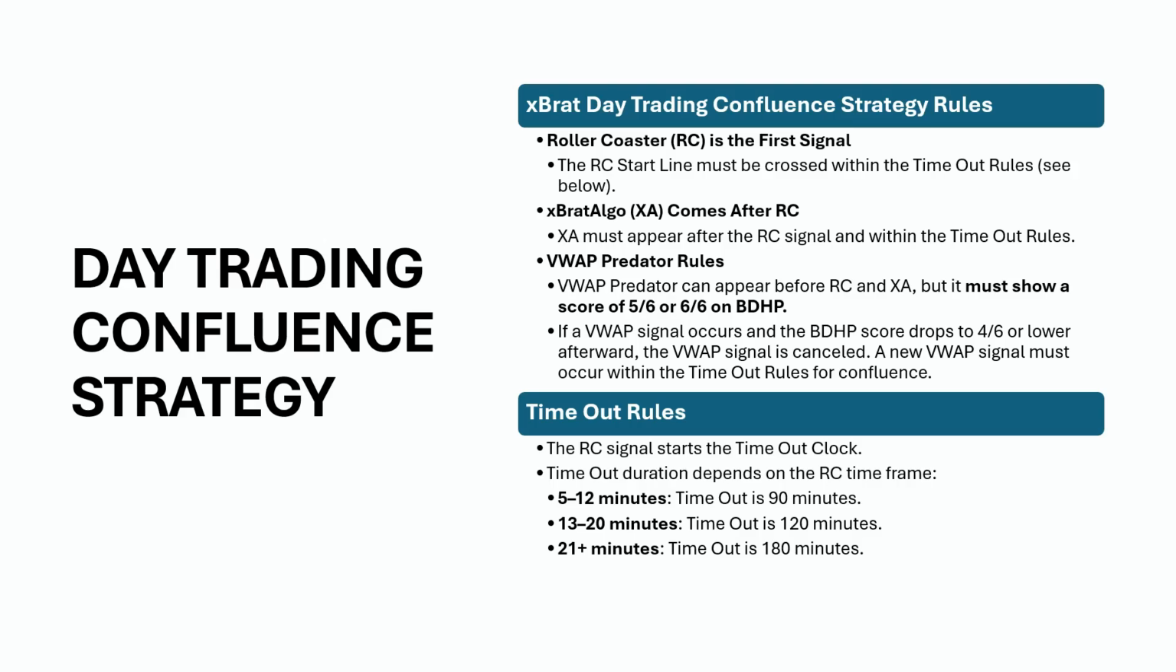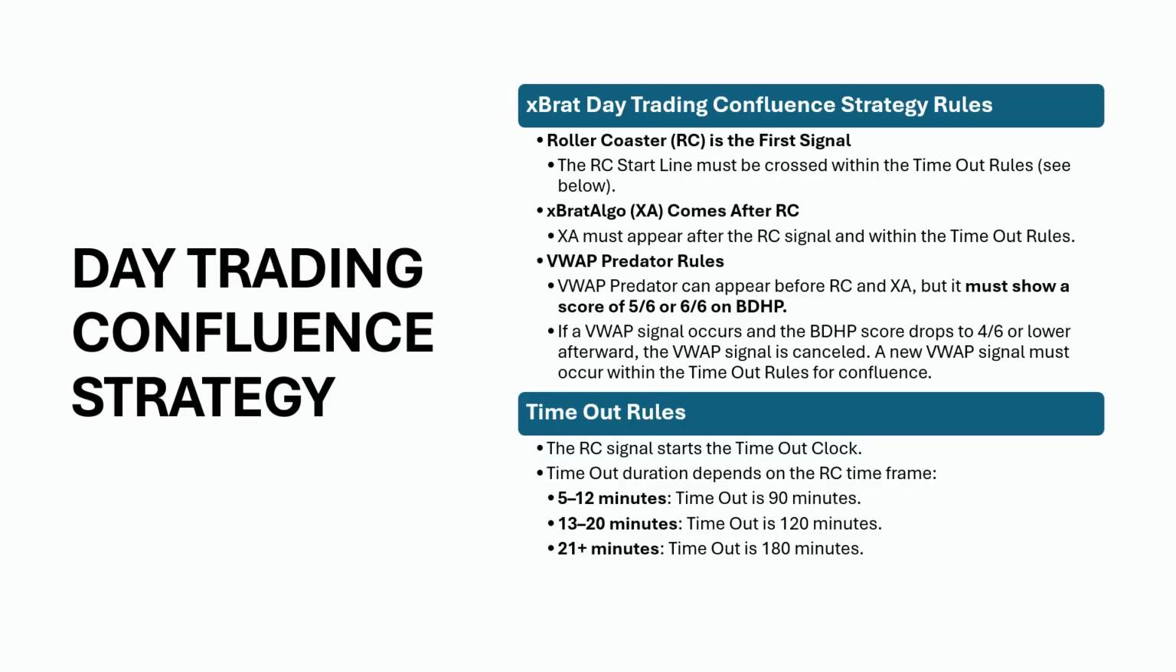The VWAP predator rules: the VWAP predator can occur before the roller coaster and the expert algo, but it must show a score of 5 out of 6 or 6 out of 6 on the bias depth heat map. So if you do get that early on, and then the bias depth heat map score drops to 4 out of 6 or lower, that VWAP signal is cancelled and you've got to wait for another one. A lot of Confluence trading is all about getting all the rules met, but also it's about patience. The new VWAP signal must occur within the timeout rules for Confluence.